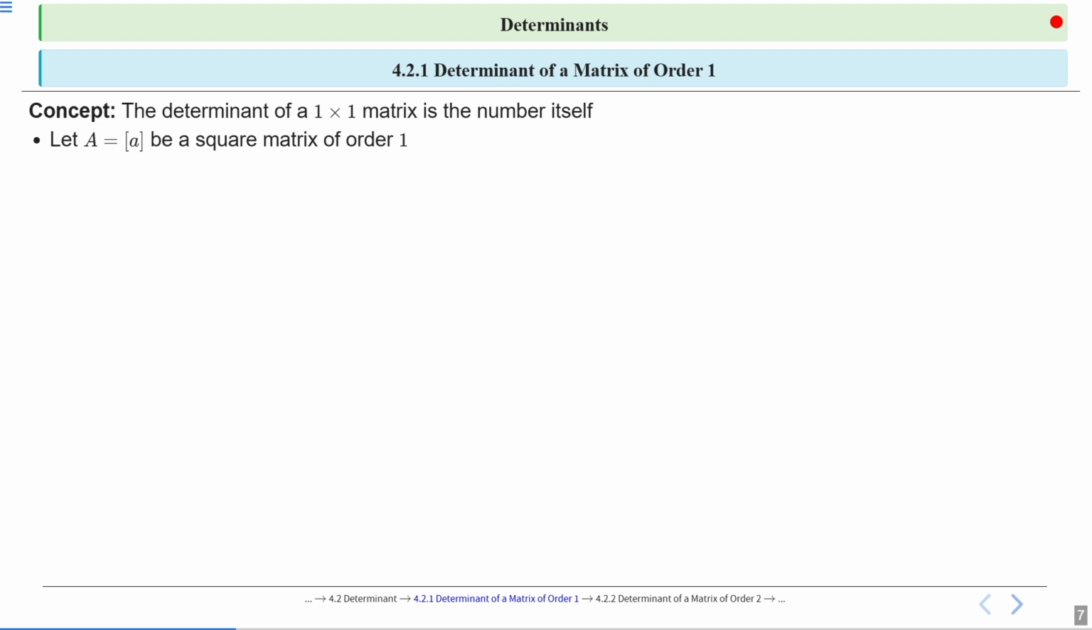If we want to find the determinant of a 1 cross 1 matrix, there is only one element in that matrix. So let A be a square matrix of order 1, that is 1 row and 1 column. So there is only one element. In this case, the determinant of A is defined to be equal to A. That is, determinant of A is equal to A.